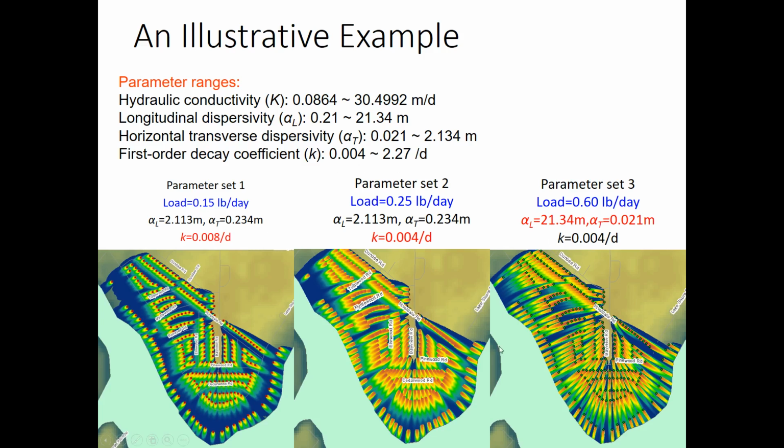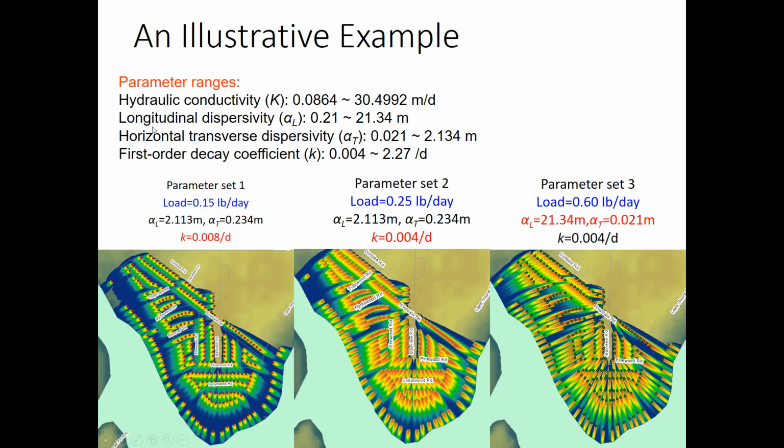So here is an example I prepared using this lake shore example. Here I consider 3 sets of parameters. In this set, I consider different values of longitudinal dispersivity, this is the horizontal transverse dispersivity, and K is the denitrification rate. Those values vary. There's always a range.